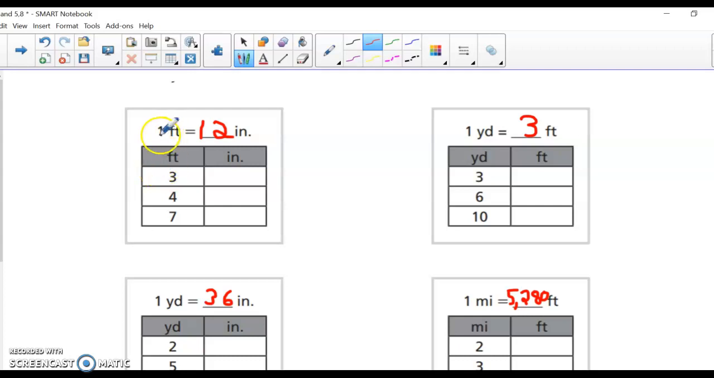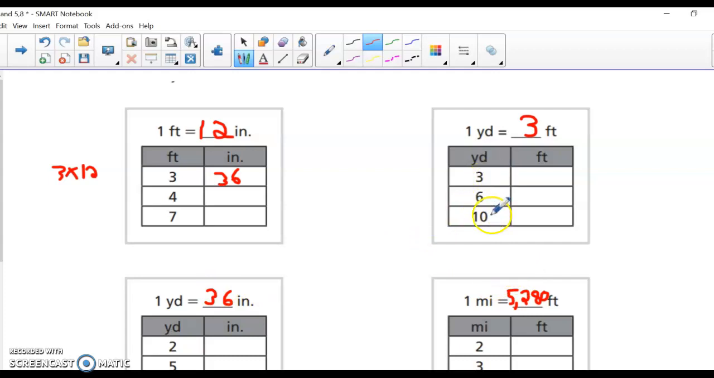And so if we were going to do this, we want to say if 1 foot is 12 inches, then 3 feet in inches is going to be 3 times 12. Okay, so these are just multiplication tables, really. So 3 times 12 is 36 inches. Okay, same thing with yards to feet, yards to inches, and miles to feet. So you are just doing the multiplication.